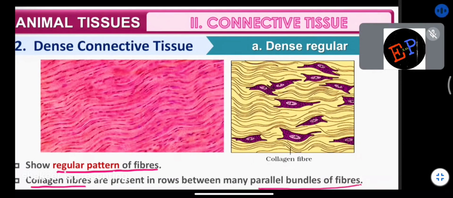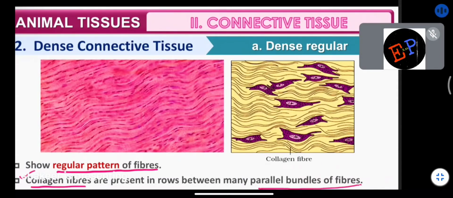In between these fibers, you will again find supporting fibers. What is meant by supporting fibers? Collagen fibers and elastin fibers. Who produces these collagen fibers? Fibroblasts produce these collagen fibers. Are you able to understand?